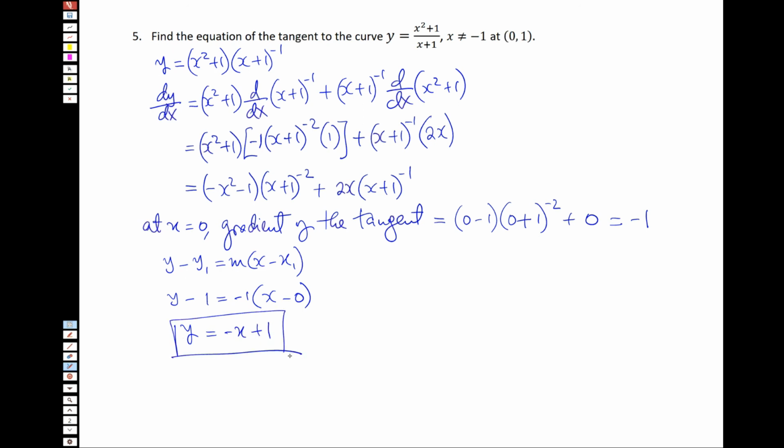So basically, the equation of the tangent to the curve at x equals 0 is y equals negative x plus 1.